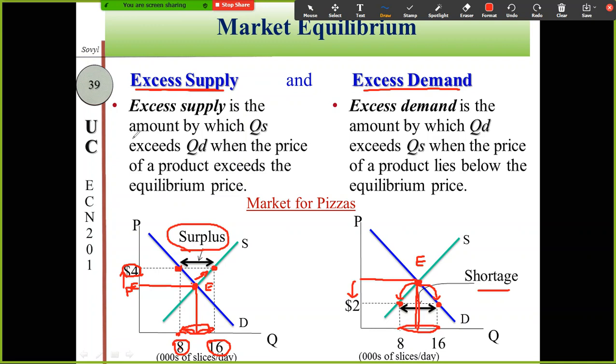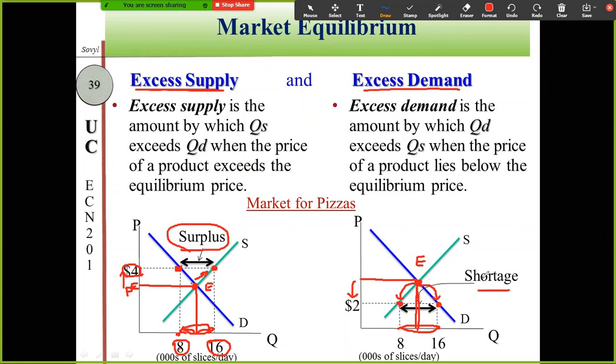Okay, excess supply is the amount by which supply is greater than demand. Supply is 16,000, demand only 8,000. That's why the difference between 16,000 and 8,000 is 8,000. On the other side, excess demand is the amount by which quantity demanded is greater than quantity supplied. Quantity demanded is 16,000, quantity supplied only 8,000. That's why 8,000 in this case is a shortage.